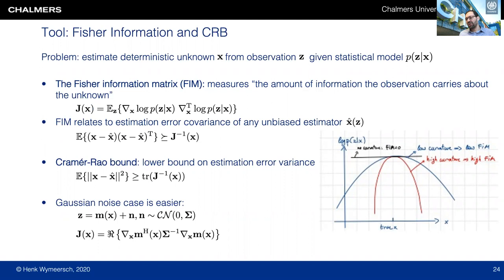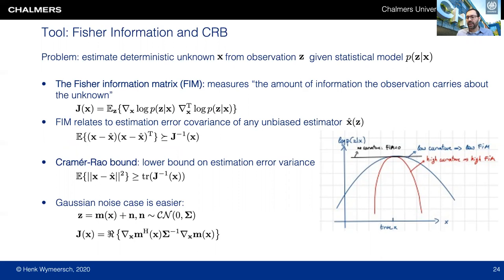It turns out that under some technical conditions, no matter which estimator you develop for x, let's say an estimator x hat, and you compute the error covariance, this error covariance is always lower bounded by the inverse of the Fisher information matrix, if this inverse exists. If the inverse does not exist, that means the problem cannot be solved. And this notation here means greater or equal in a positive semi-definite sense.